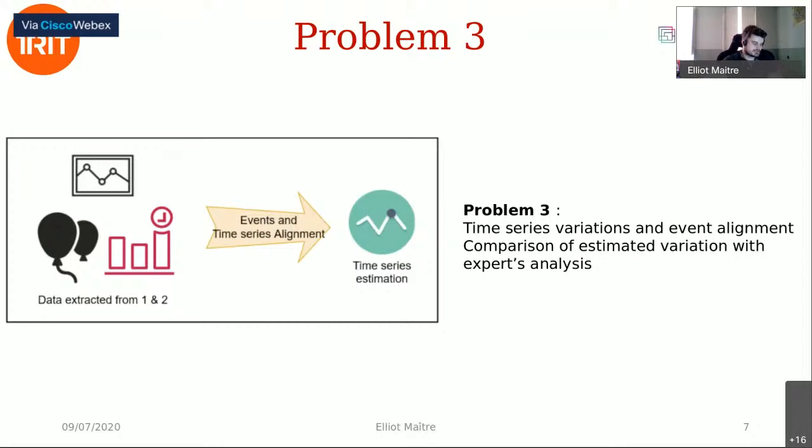So we make an assumption that similar events can have similar impacts on the time series. So we will make a comparison of the estimated variation with the estimation made by experts in order to be sure that we have the right analysis of the events that are happening.